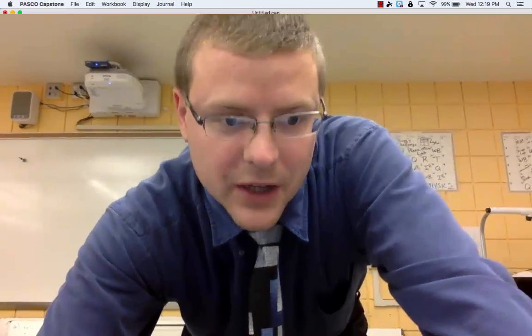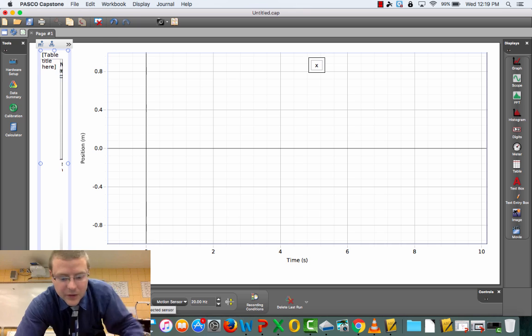We're using a motion sensor, which looks like this. The motion sensor sends out sound waves that bounce off objects and return to give you an accurate description of how far away something is. It's plugged into the computer here, so once I start with the play button down there where it says record, it will map out the position of the object. So we'll go through each scenario 1 through 11.